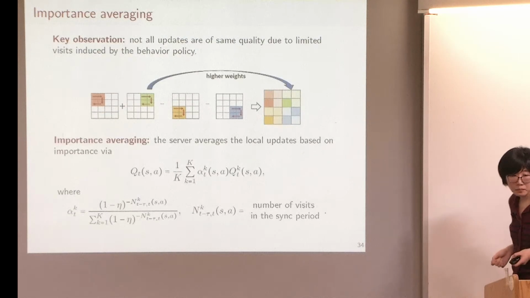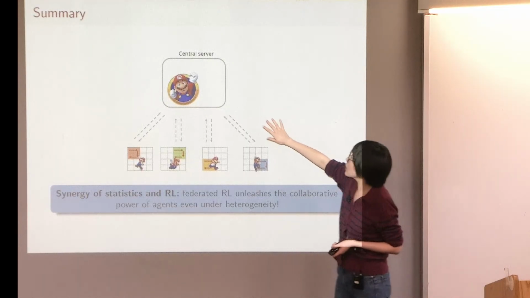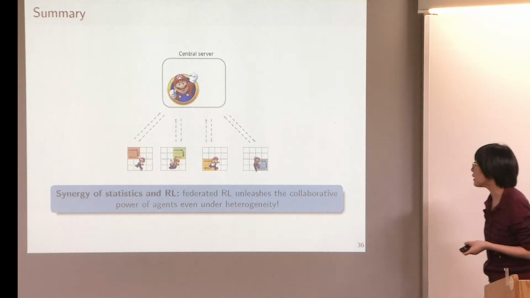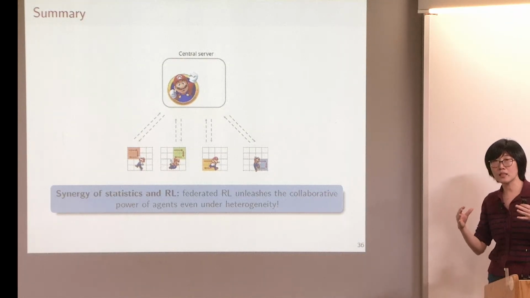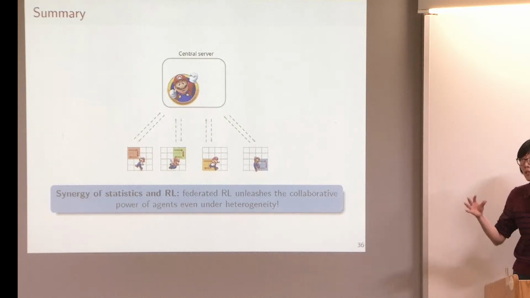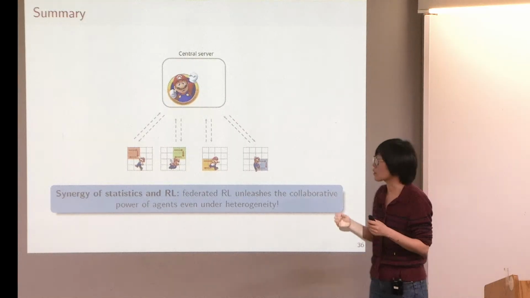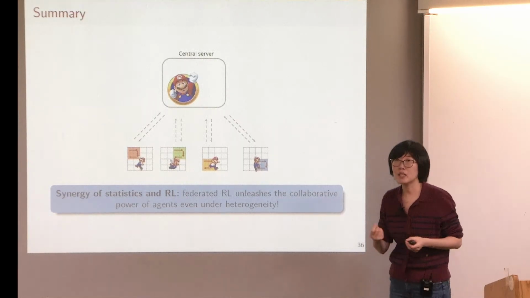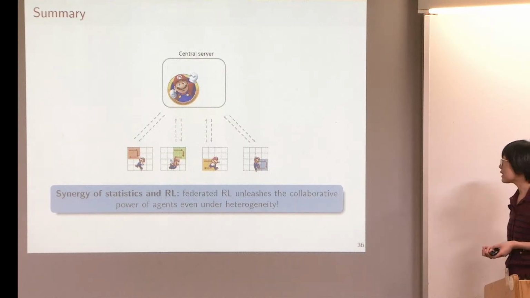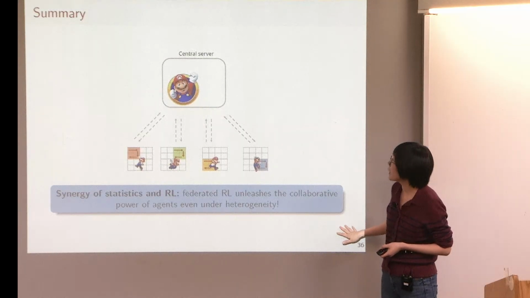All right. Yes, I think I'm probably getting to the end of my talk. This is the mental picture I want to show everyone: there's an interesting synergy between statistical machine learning and reinforcement learning, particularly in this federated setting, to think about how we can enable the collaboration of multiple agents for these kinds of RL problems, even under data heterogeneity. So with this, I will conclude my talk.